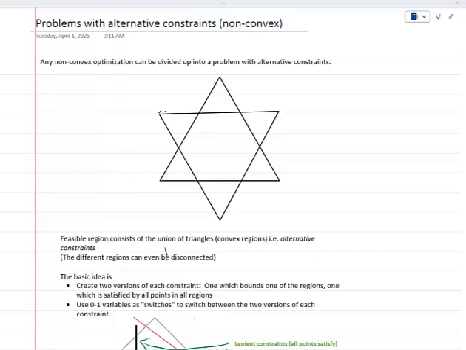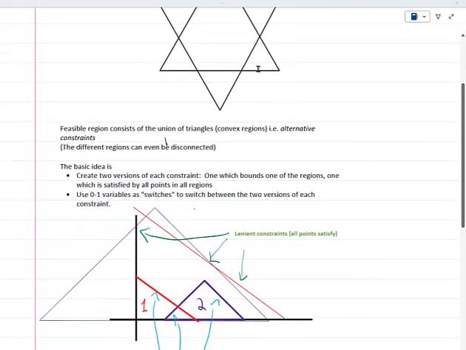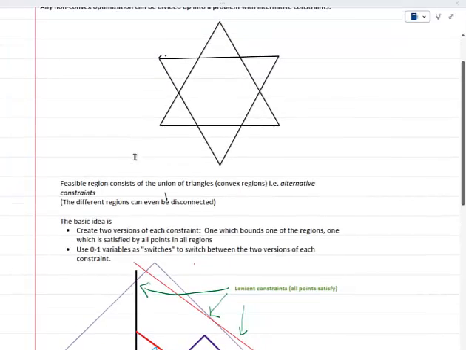And the triangles don't even have to be connected. I could have one triangle over here, one triangle over here. So the point is, how do you formulate this problem with alternative constraints? All right, here's the basic idea. Here I'm just doing a case with a union of two regions, but you could use the same idea for a union of an arbitrary number of regions.